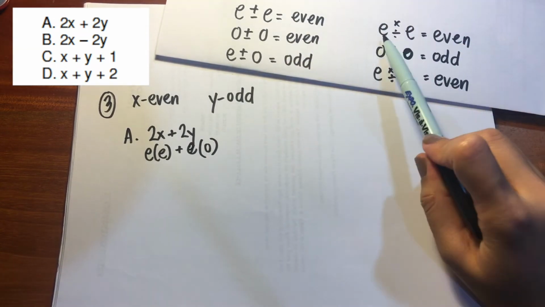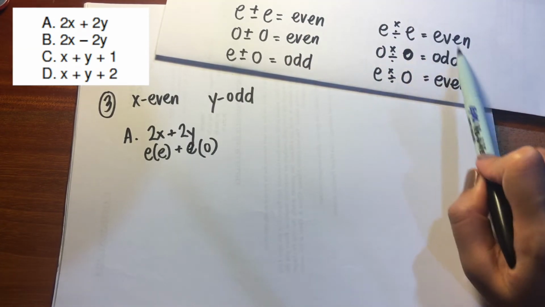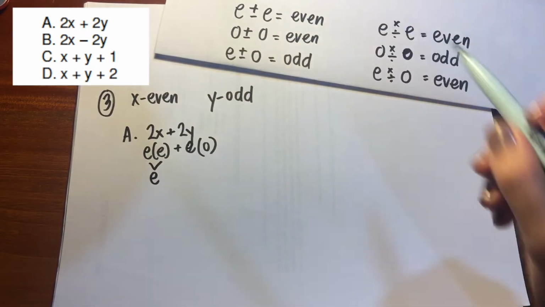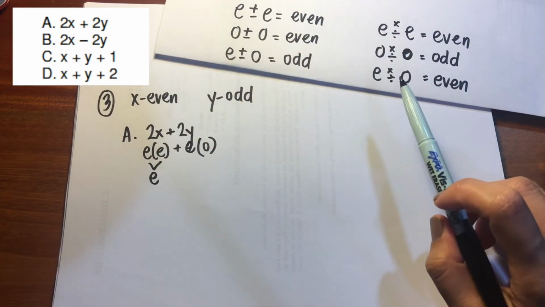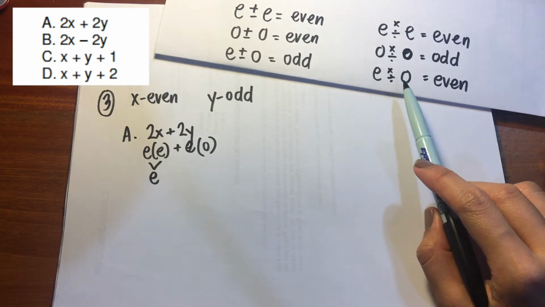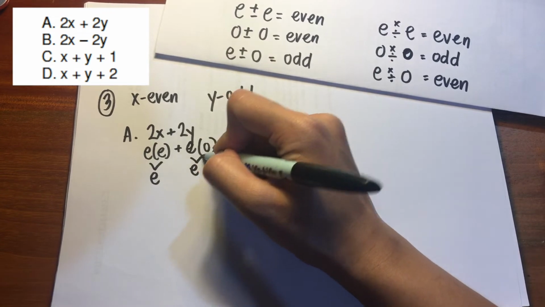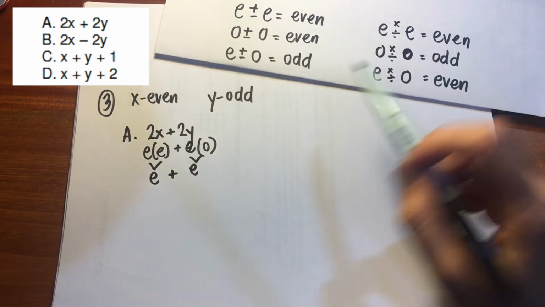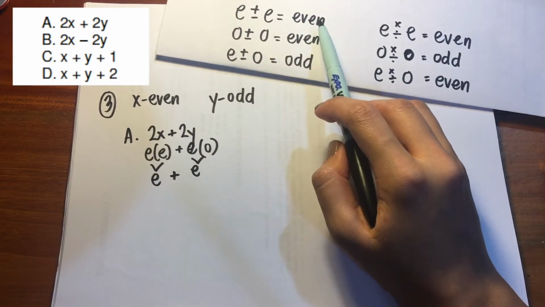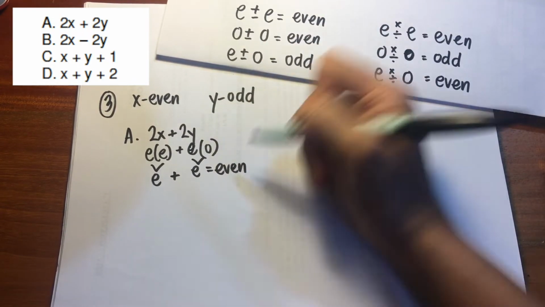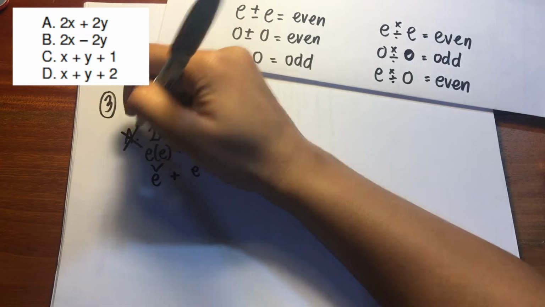Multiplying two even numbers will result in an even number. So E times E is equal to E. How about an even number times an odd number? The answer is also an even number. So here we have an even number plus an even number, which will result in an even number. So letter A is not the answer.